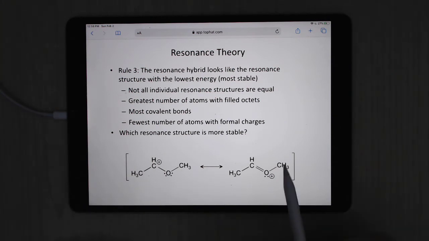And so if you look at these two structures, you say which is the more stable. Now we don't have to worry about the carbon-hydrogen bonds, right? So you ignore those. So you've got 1, 2, this one has 3 covalent bonds. This one has 4.